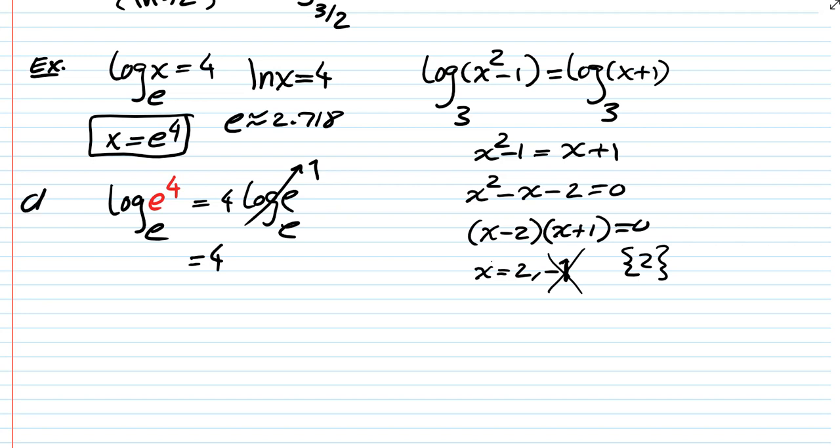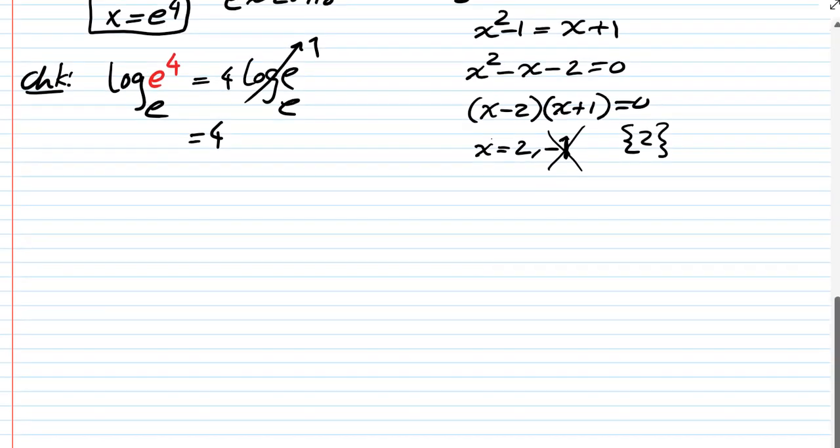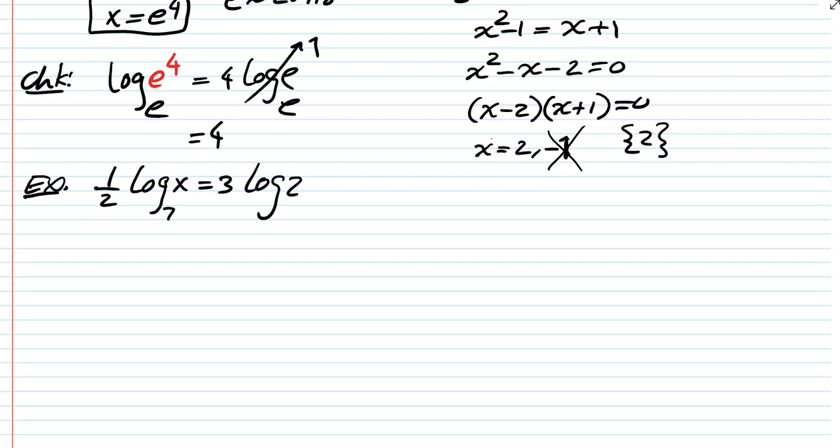All right, and so there, we've solved that one. Let's take a look at another example. In this example, suppose I have 1/2 log x in base 7 equal to 3 log 2 in base 7. Let's say that's the left side and that's the right side, and I want to solve this one.